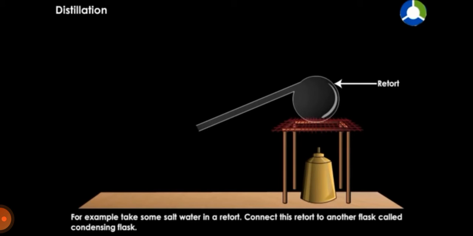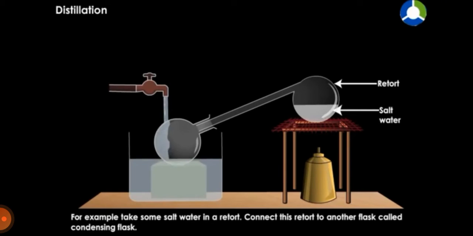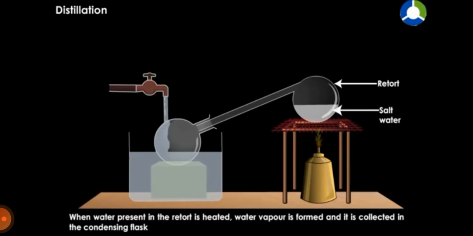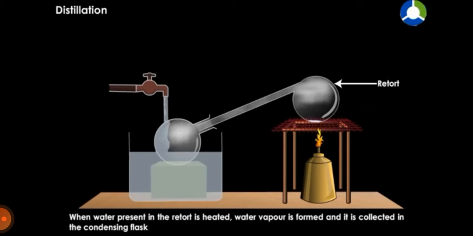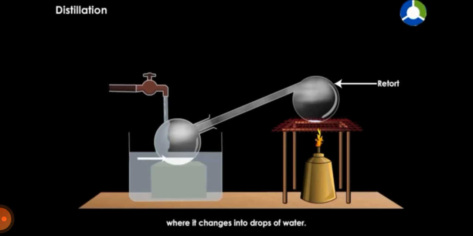For example, take some salt water in a retort. Connect this retort to another flask called condensing flask. When water present in the retort is heated, water vapor is formed and it is collected in the condensing flask where it changes into drops of water.